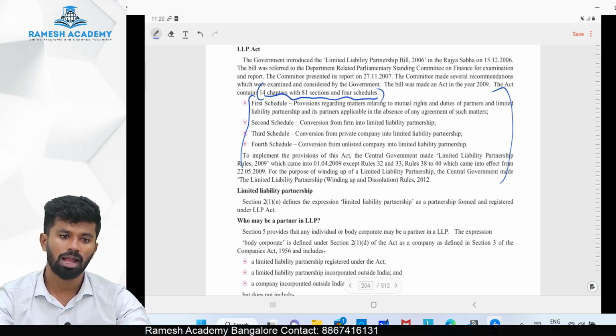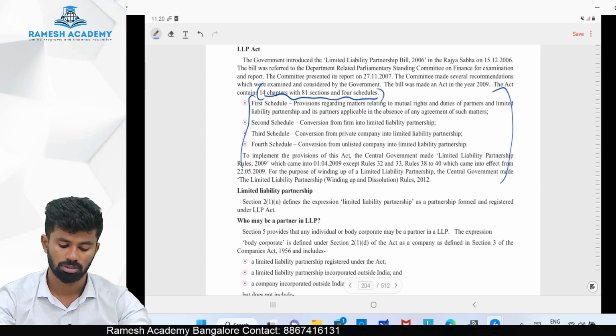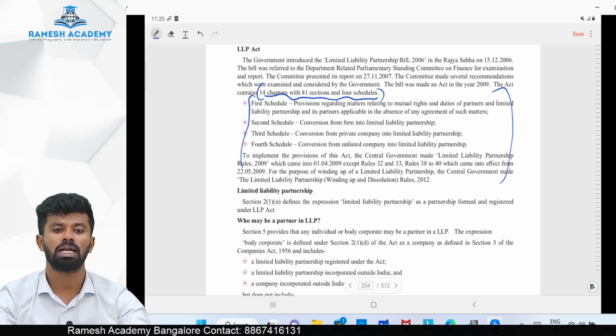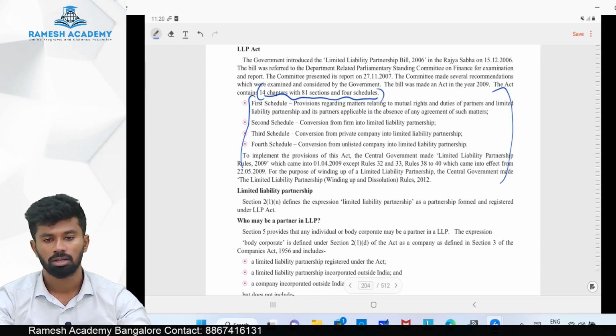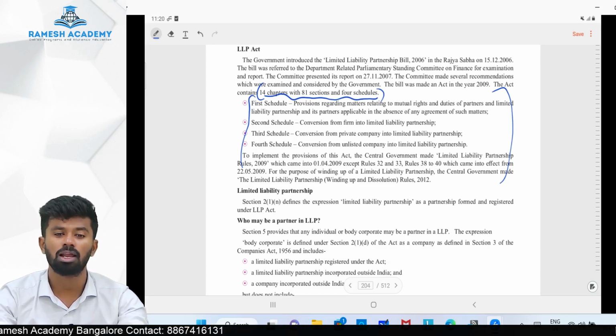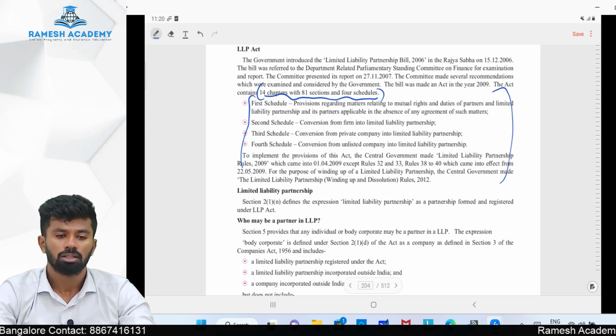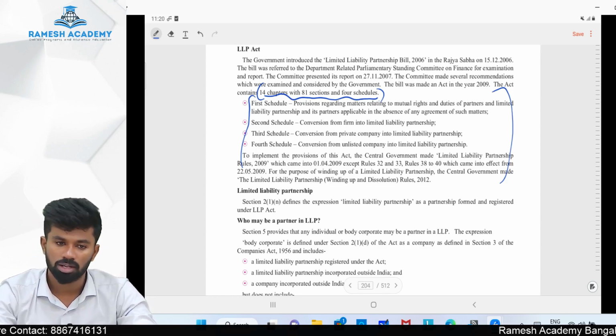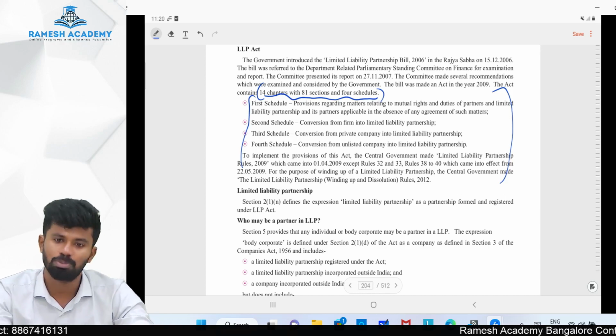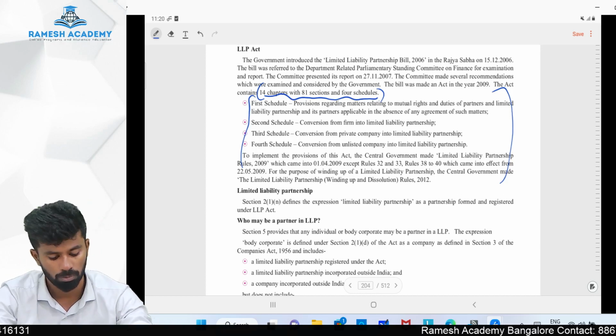The first schedule to the Act deals with provisions with respect to the rights and duties of the partners. If the LLP agreement is silent with respect to any of the matters, then the first schedule of the LLP Act is applicable. If agreed, as per agreement; if not agreed, first schedule.